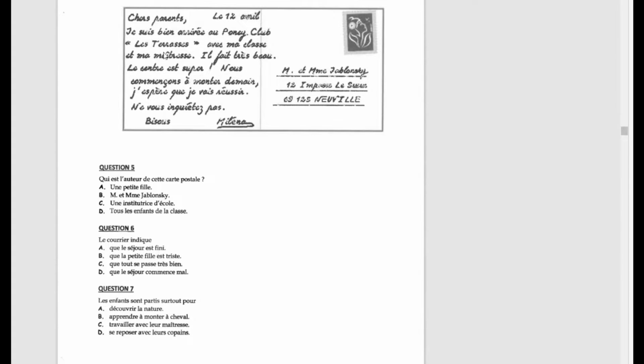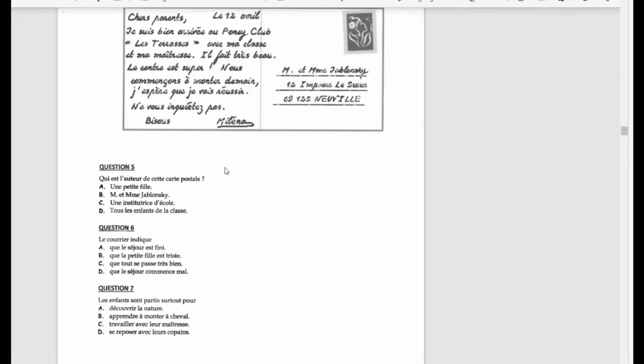So this is a letter. Chers parents, je suis bien arrivé au Pony Club, les Terrasses, avec ma classe et ma maîtresse. Il fait très bon. Le centre est super. Nous commençons à monter demain. J'espère que je vais réussir. Ne vous inquiétez pas. Bisous.